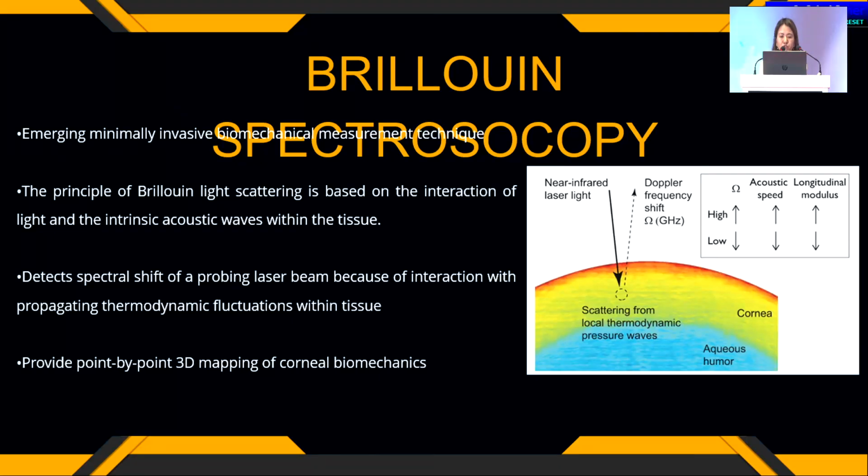So Brillouin spectroscopy, just one line about it. This is a newer technique, again a minimally invasive technique. It takes into account the light scattering property of the eye, and it takes into account the entire corneal surface. But usually we don't have many studies based on the Brillouin spectroscopy.